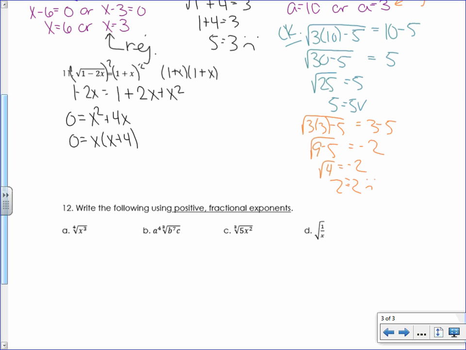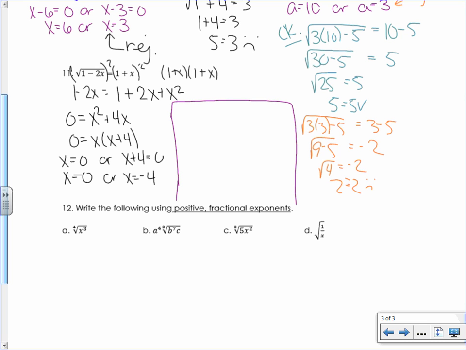So still by the zero product property, that means that x is equal to 0, or x plus 4 equals 0. So I get x equals 0, or x equals negative 4. And these are the two things that I'm going to check, and I'm going to fit it right in this purple box. So let's see, this is going to be the square root of 1 minus 2 times 0, which is equal to 1 plus 0. This is the square root of 1 equals 1, and you get that 1 equals 1. Whoop, that was easy.